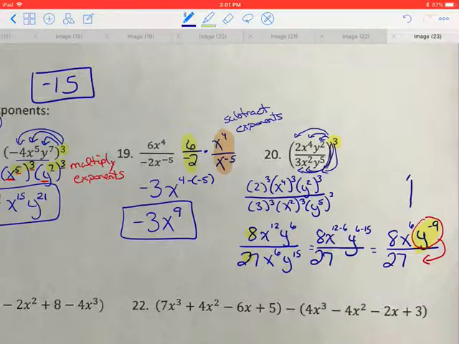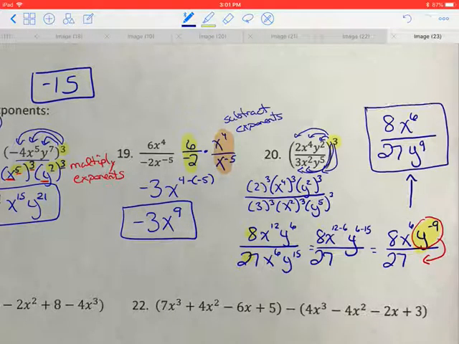Sorry, I'm going a little weird on my direction here. So once again, the 8 stays on the top, the 27 on the bottom. I'm going to leave those x's where they are because they have positive exponents, but now I'm going to put the y's on the bottom, and that changes that exponent to a positive 9, and that is your final answer.